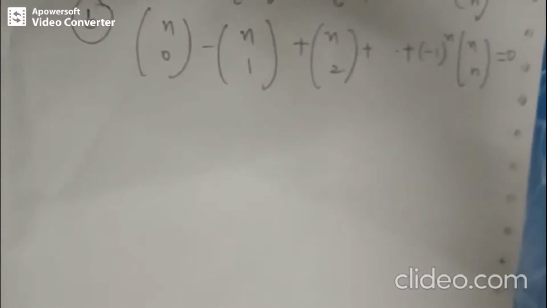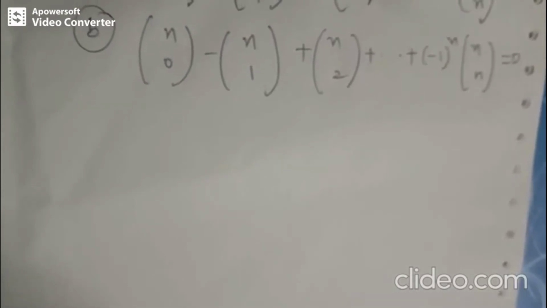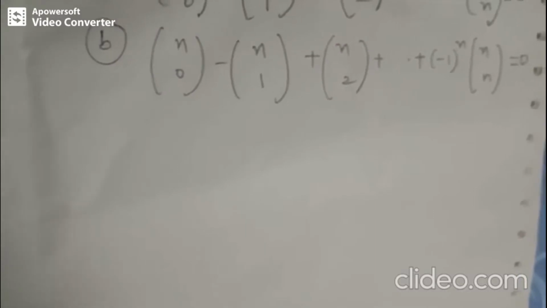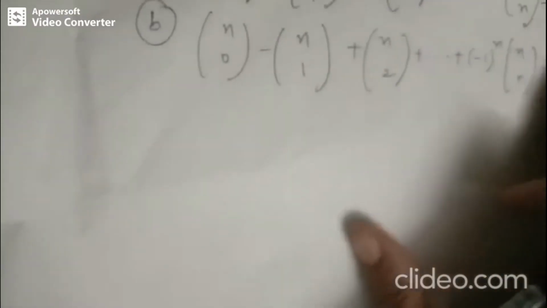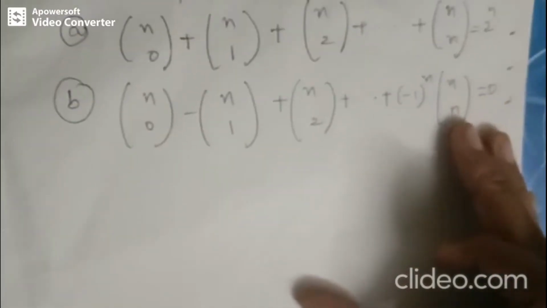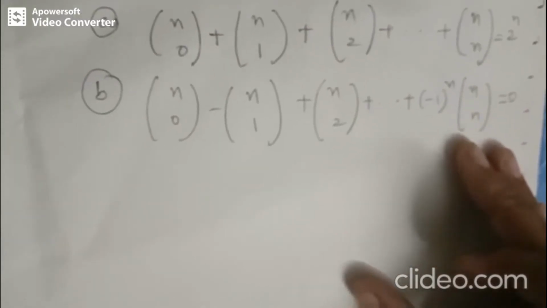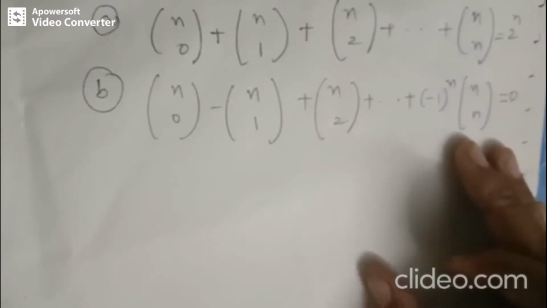And the second sub question is nC0 minus nC1 plus nC2 plus so on plus minus 1 whole raised to n into nCn is equal to 0. So first of all we need to judge to which category the particular term belongs, or to which category the question belongs.